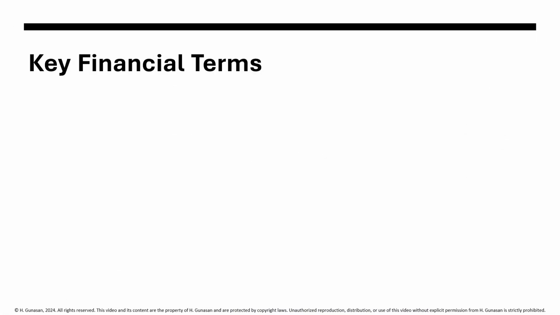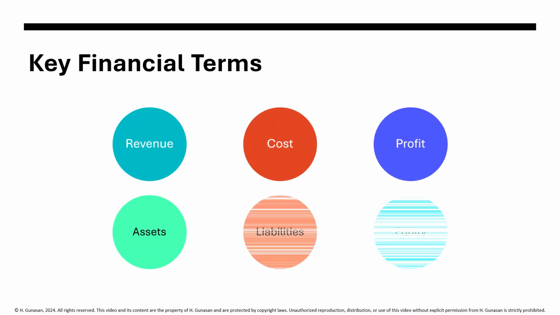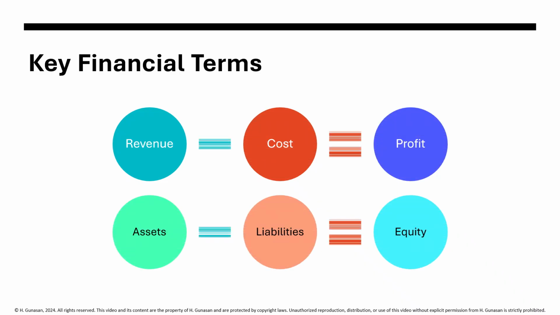Whether you're running a side hustle, managing a growing company, or preparing for business school, understanding these 6 terms, revenue, cost, profit, assets, liabilities, and equity, gives you a solid base. They are the financial vocabulary of business. And mastering them, that's your first step toward becoming financially fluent and strategically sharp.